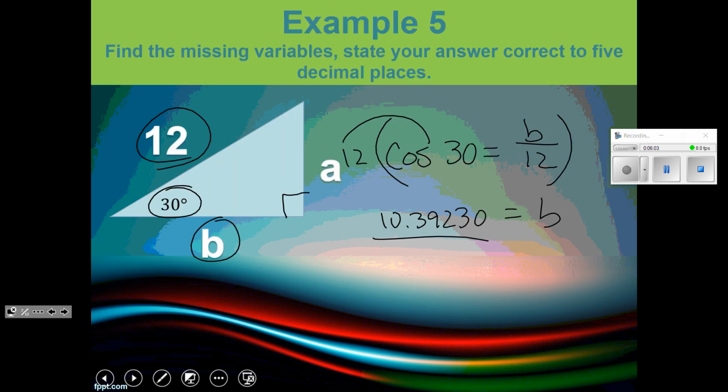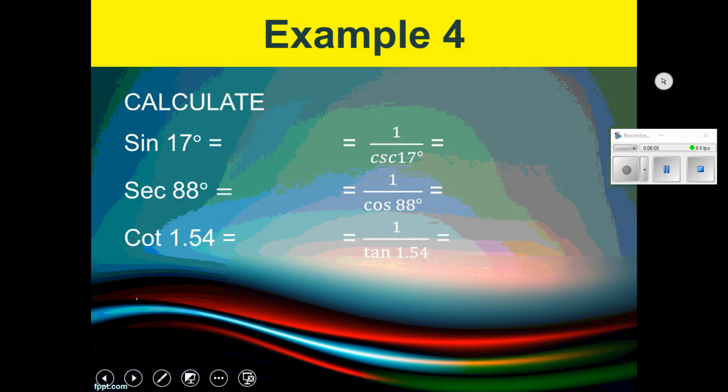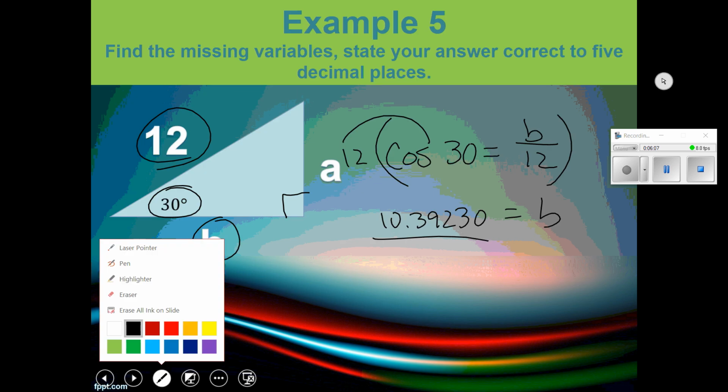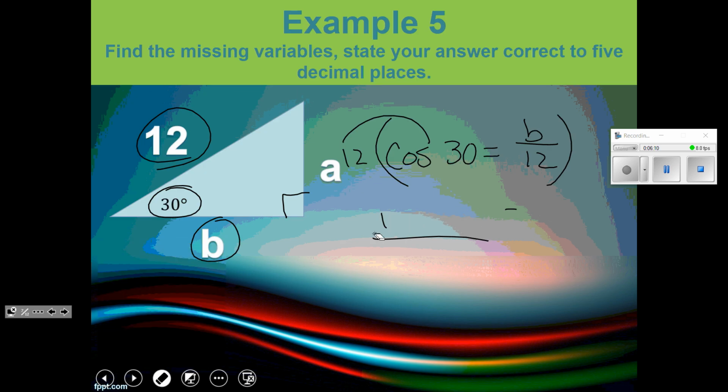Oops. Come on, give me an eraser. Eraser.